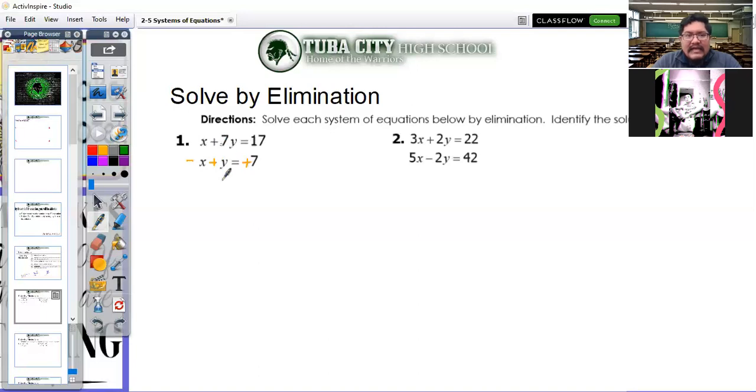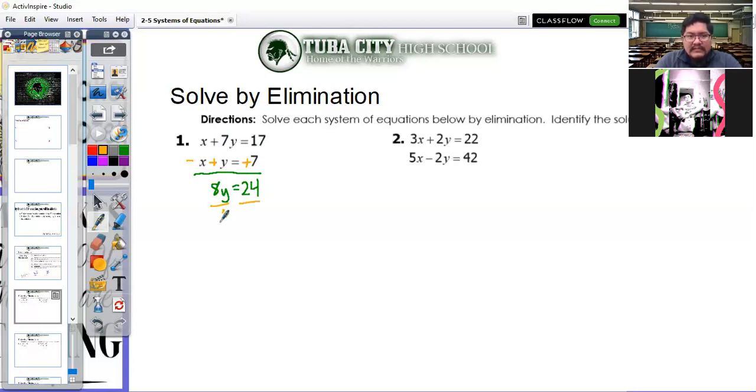Now we have to add these two together. So 8y, and 7 plus 17 would be 24. And there we go. Now we have one less variable. We don't have the x anymore. So now we can solve it for y.